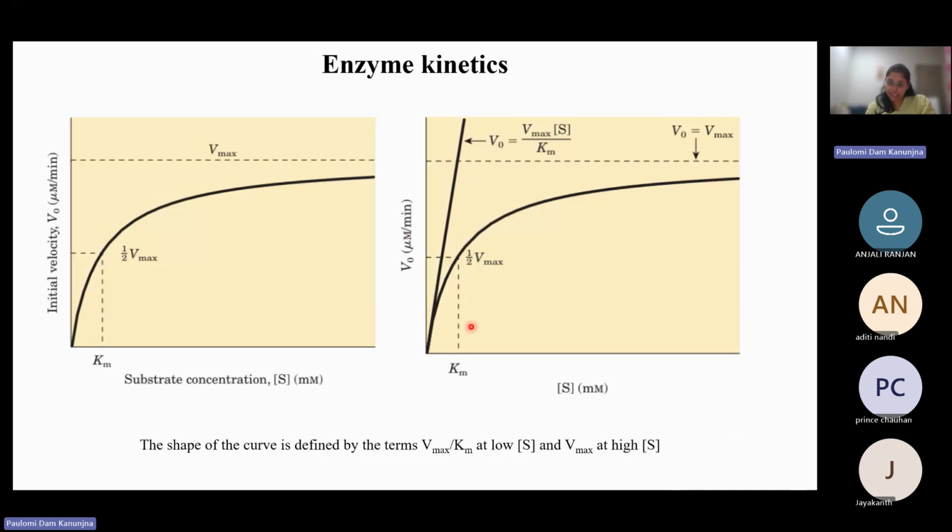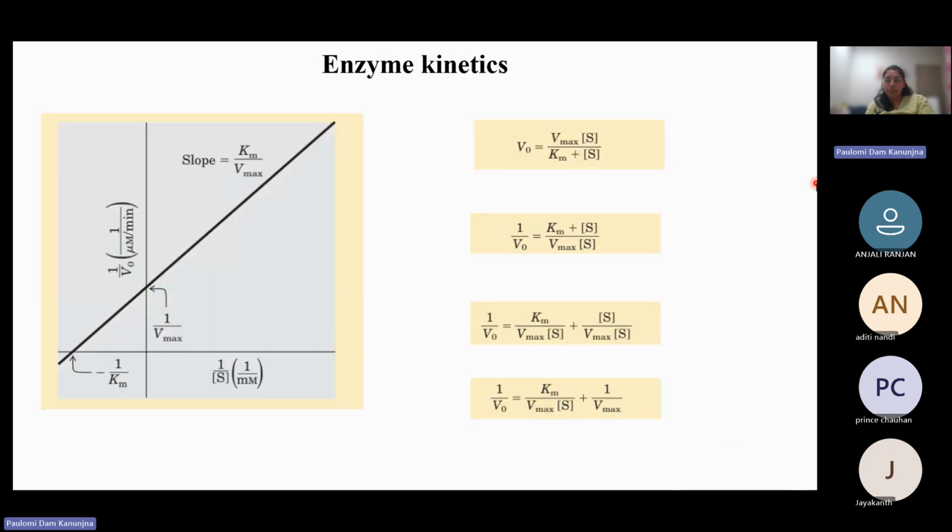Now, in this form, your calculation can get a bit messier. So there is something which makes it simpler to understand, which is called the Lineweaver-Burk plot. What do you do? Straight line equation, if you remember, says basically y is equal to mx plus c. So you bring this equation into a straight line equation by simply inverting the equation. So instead of v naught, you are writing 1 by v naught. The numerator becomes the denominator here and vice versa.